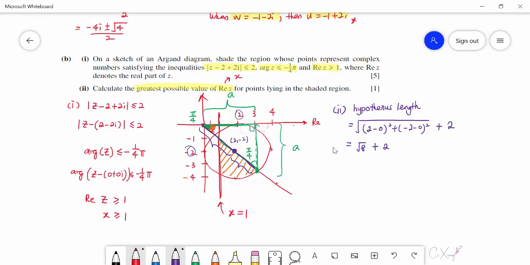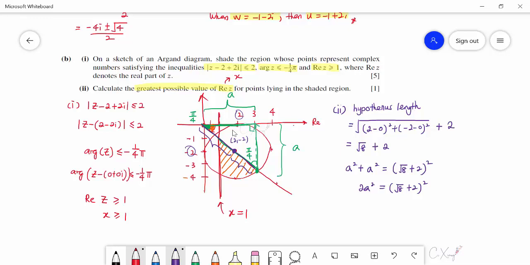Once I get the hypotenuse length, if I want to get the side length, I'm using the triangle here. The side length will be what? Side length is a, right? You should know that a squared plus a squared equals the hypotenuse length squared. So from here, 2a squared equals square root 8 plus 2, squared.